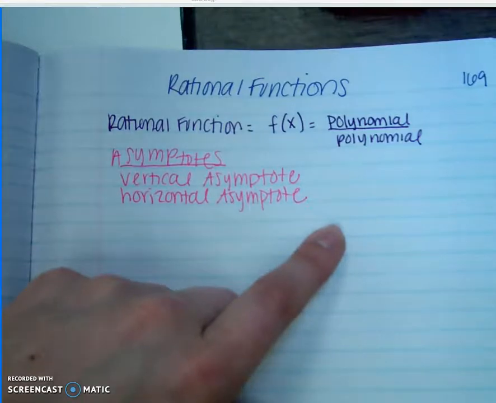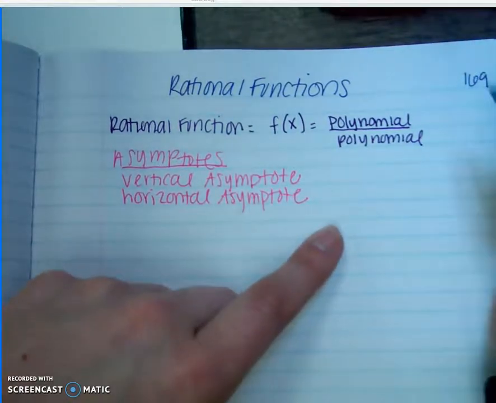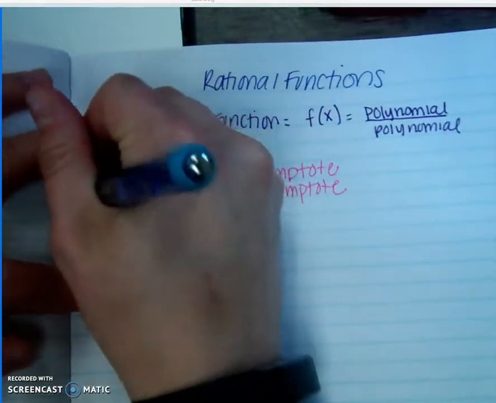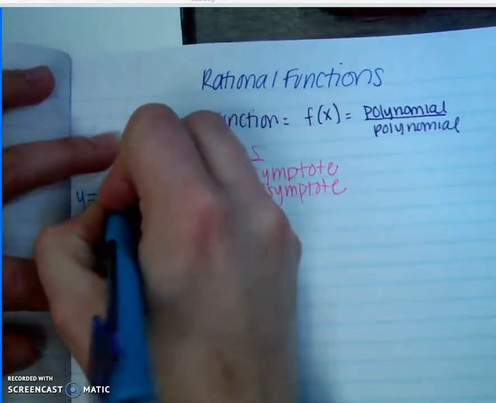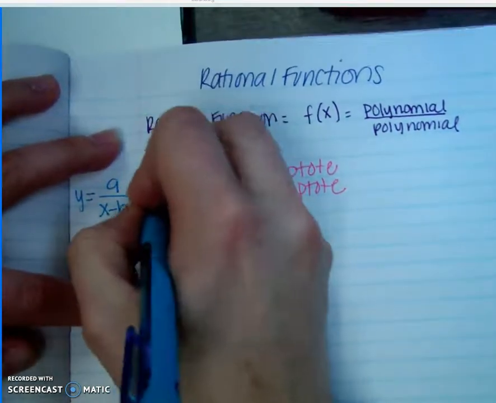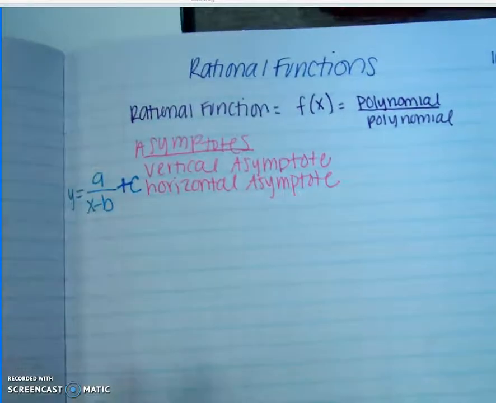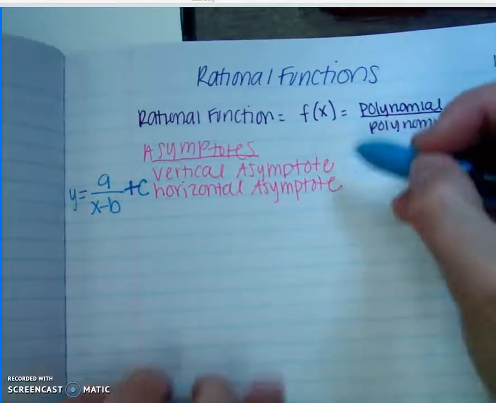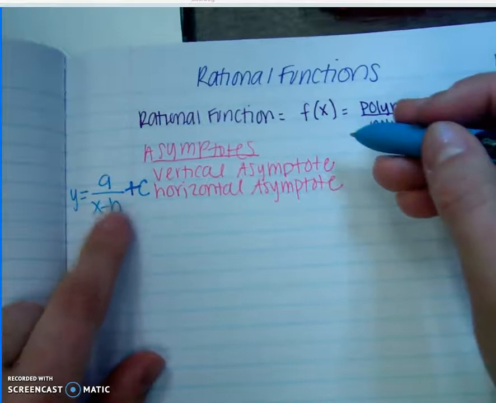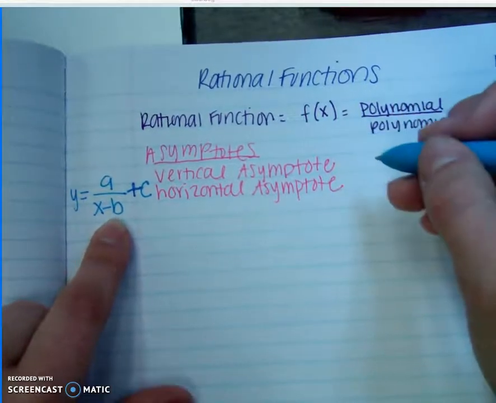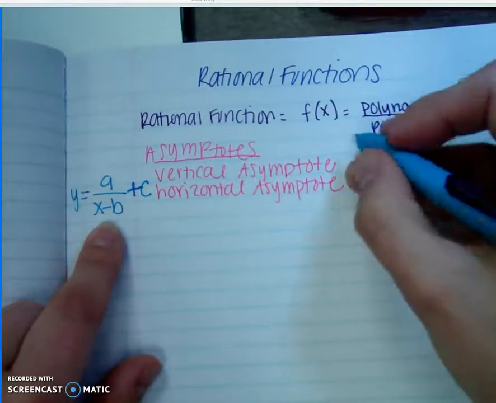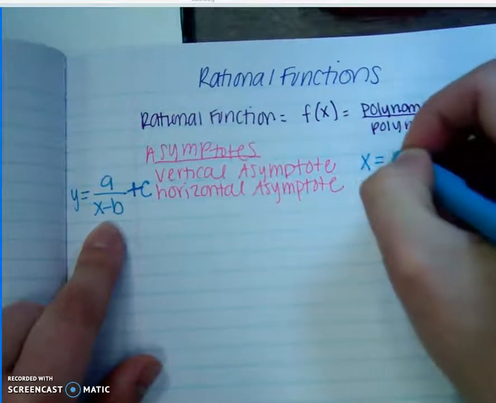So if we had a rational function and it was, let's put it out to the side, y equals a over x minus b, and then plus c. Okay, so that could be a function. Our vertical asymptote is what x cannot be. So that's just like our excluded value. Our vertical asymptote is what our excluded value is. So the line is x equals b.